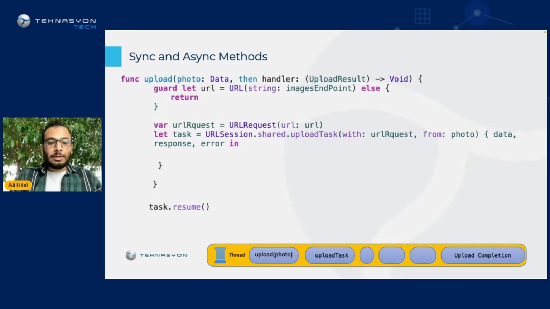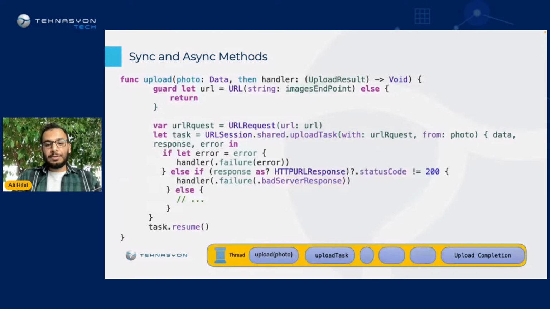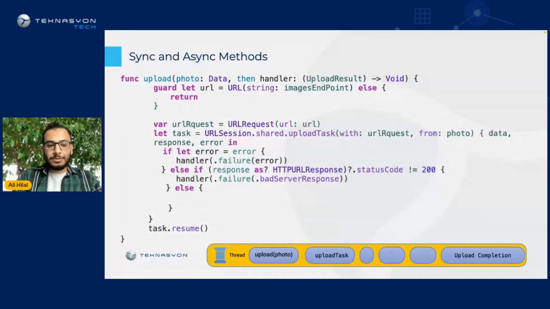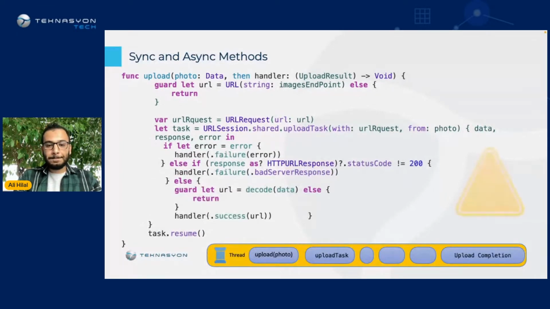Eventually, either the image finishes uploading or something goes wrong. Either way, the request completes, and the completion handler of the upload task is invoked with several optional values like data, response, and error. We try to parse this error and data, and if something is wrong, we'll notify the user.